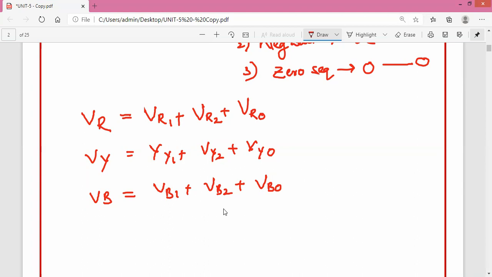Now, the conclusion up to now is, first: when the power system is under balanced condition, the neutral current is equal to zero, the algebraic sum of the phase currents will be equal to zero, the magnitudes will be considered the same, and the phase displacement is 120 degrees.